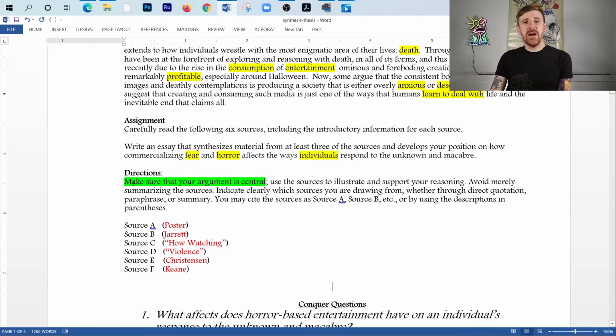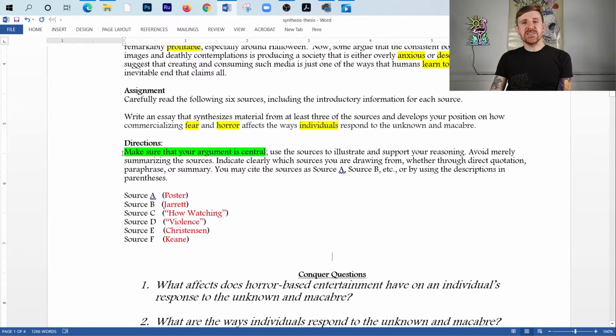But you're going to notice that right down here in the directions, I did highlight something today. And that's where it says make sure that your argument is central. The reason why is because you're going to notice that with some of my thesis statements, you might say, I don't feel like that's actually answering the prompt. And the truth is that it is answering the prompt, but it's answering the prompt with my argument at the center. So I'm not just repeating the prompt. I'm actually creating an argument that does answer the prompt and has my own argument as its central focus.